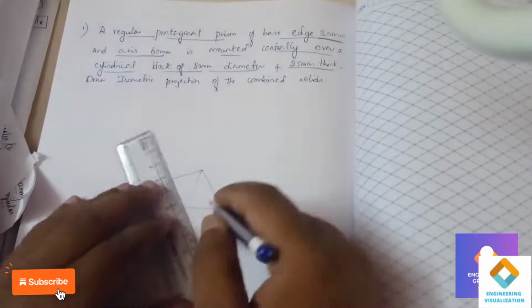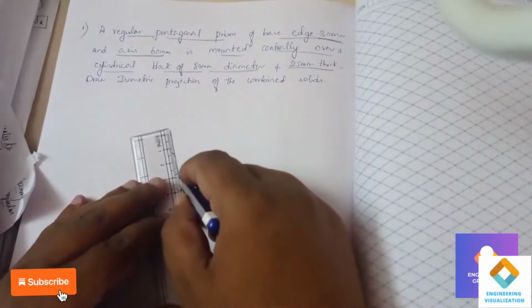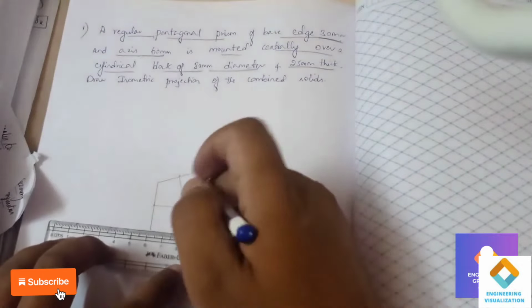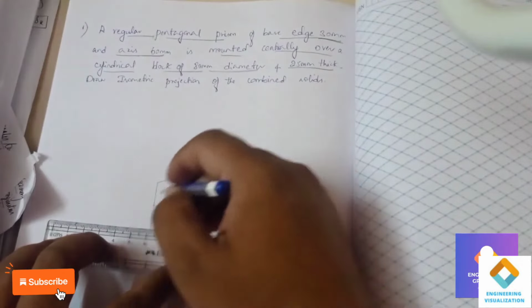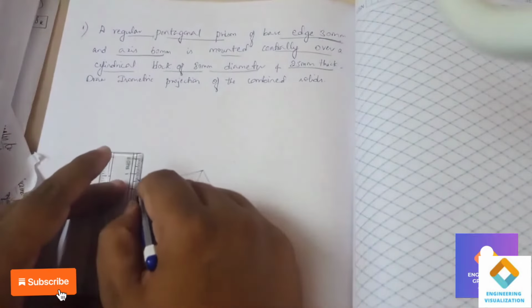So 30 means exactly you need to mark 15 mm here. Okay, after constructing it, show the dimensions. So it is having a dimension of 30 mm.